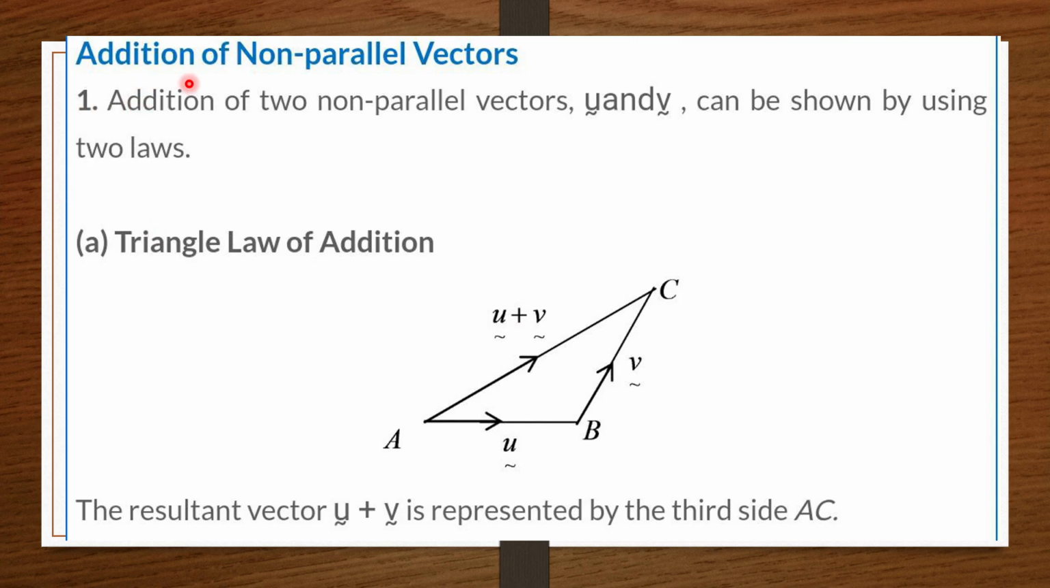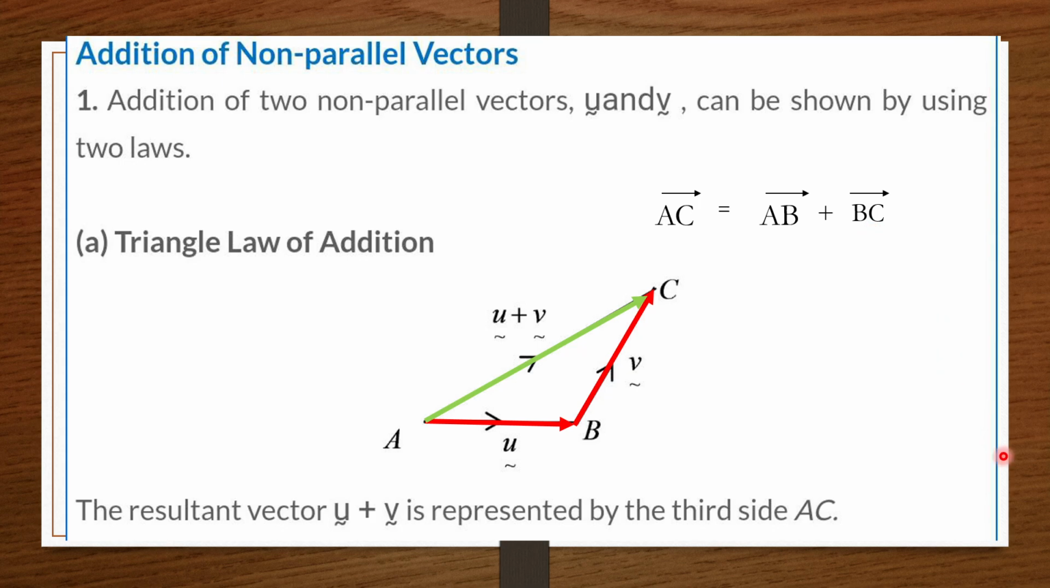Addition of non-parallel vectors. Addition of two non-parallel vectors u and v can be shown by using two laws. Triangle law of addition. In order to obtain the resultant vector AC, you need to travel from point A to point C. Or another route will be traveling from point A to B, and then from B to C. So the equation is written as AC equals AB plus BC.